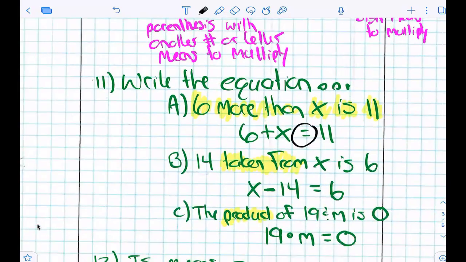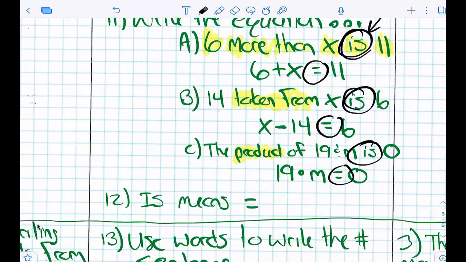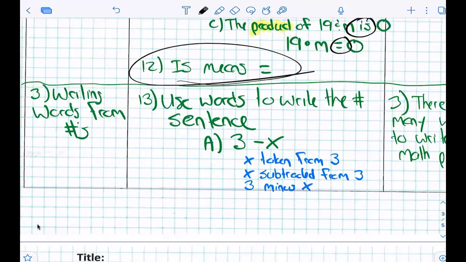Equations. Equations always have what in them? An equal sign. And we can always tell it's an equation if you're given words, because what word means equal? Is. "Is" means equal.